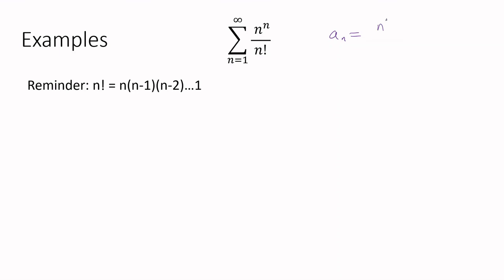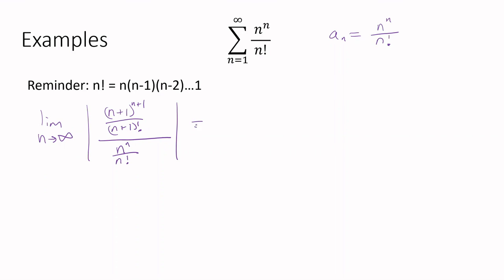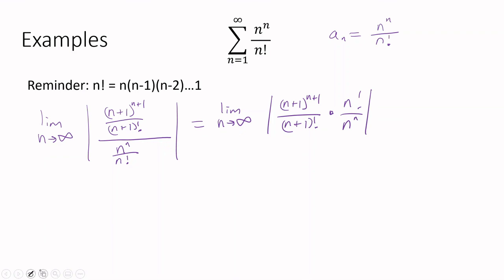a_n is n^n over n factorial. So this is the limit as n goes to infinity of (n+1)^(n+1) over (n+1) factorial, divided by n^n over n factorial. So I'm going to flip. So that gives me (n+1)^(n+1) over (n+1) factorial times n factorial over n^n. Okie doke. I'm going to get some cancellation here. So cancel and cancel, and this leaves n+1 on the bottom.